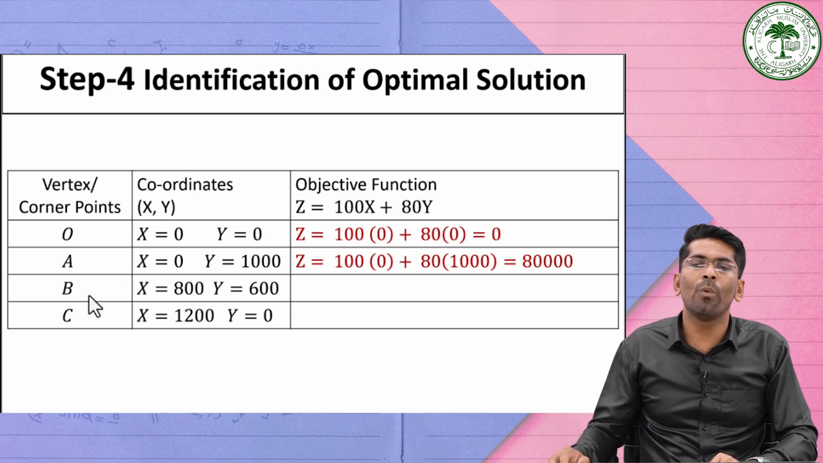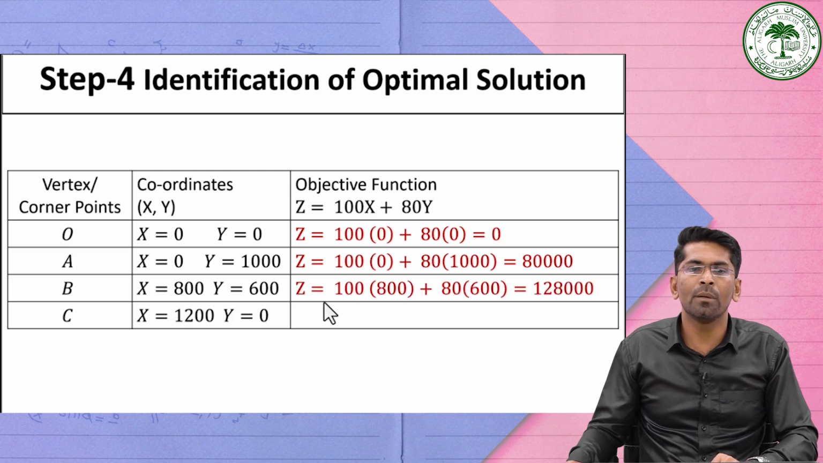Now the third corner point, that is corner point B, where x is equal to 800 and y is equal to 600. If you substitute x is equal to 800 and y is equal to 600 into the given objective function, then z is equal to 100 into 800 plus 80 into 600. If you solve it, it becomes 1,28,000.